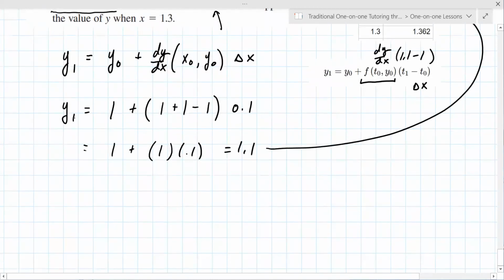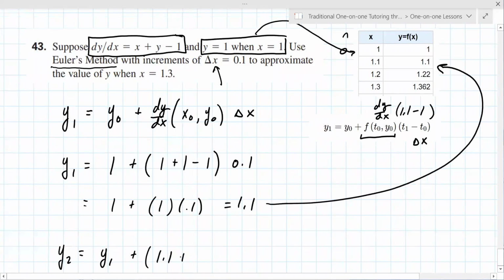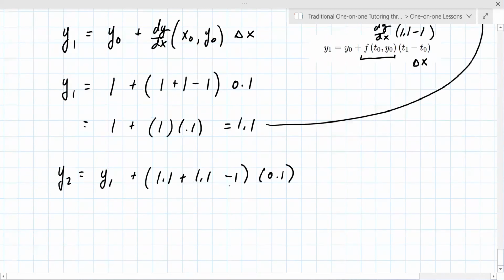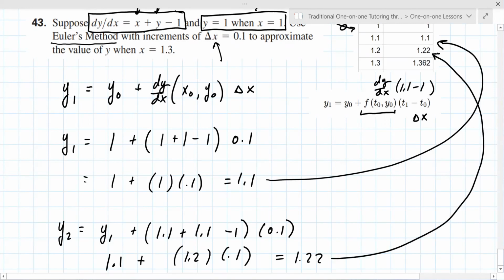Okay, so then the next one, and you don't have to keep using the subscripts, but the next one is y1, our previous answer, plus, now we evaluate the derivative at these new x and y values. So that's 1.1 plus 1.1. I'm plugging them into this equation up here, minus 1 times delta x, which is 0.1. 2.2 minus 1 is 1.2. Oh no, y1 is 1.1, not 1. It's 1.1 plus that, which equals 1.22. You get that line right there.